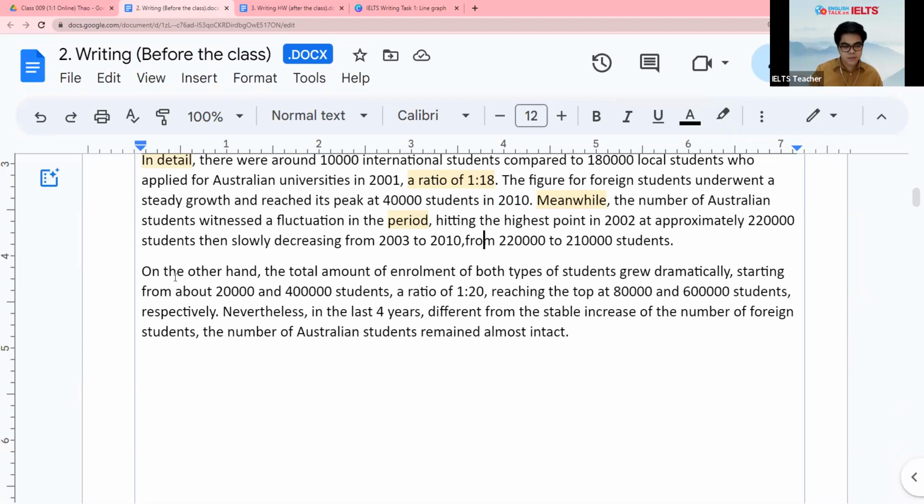On the other hand, the total number of enrollments of both types of students grew dramatically, starting from about a ratio of 1 to 20, reaching the top at 80,000 and 600,000 students respectively. Very good. Many students forget to put a comma before respectively. I'm very happy to see that there's a comma here. Nevertheless, in the last 4 years, different from the stable increase in the number of foreign students, the number of Australian students remained almost intact.